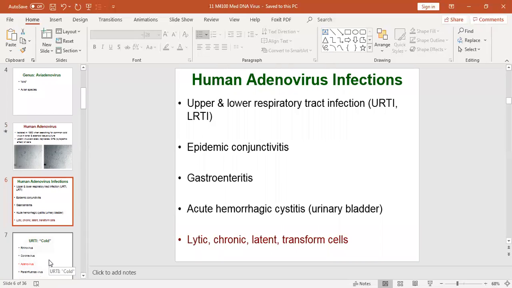Slide number 6, human adenovirus infections. The main infections caused by human adenovirus are URTI and LRTI, upper and lower respiratory tract infections. It can also cause epidemic conjunctivitis of the eye, gastroenteritis, inflammation of the GI tract, and can cause acute hemorrhagic cystitis, which is acute bleeding from the urinary bladder, the muscular sac that serves as a reservoir for urine. The patterns of adenovirus infection are lytic, chronic, latent, and they can also transform cells.